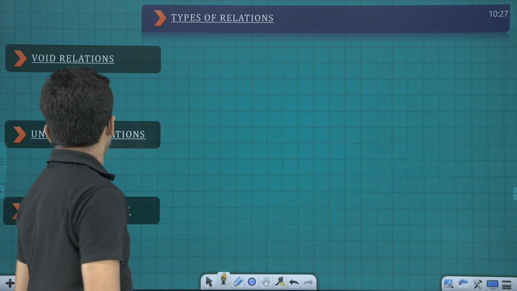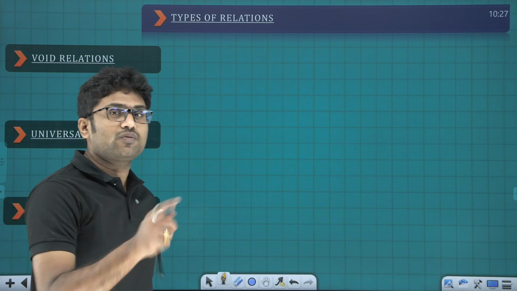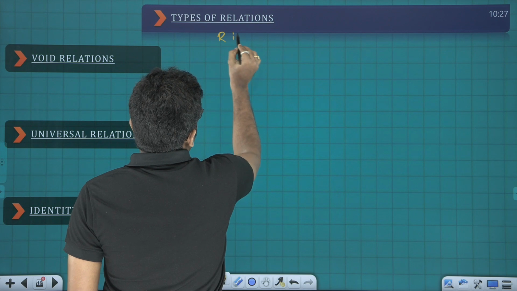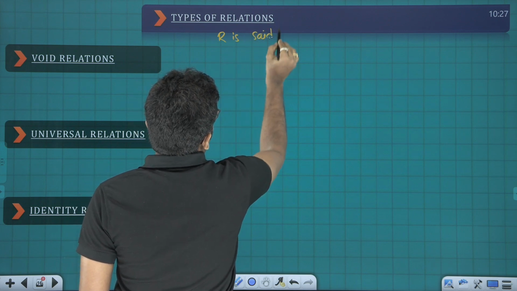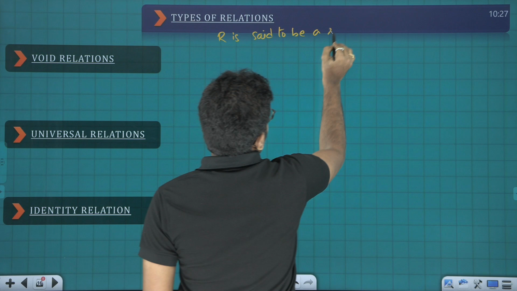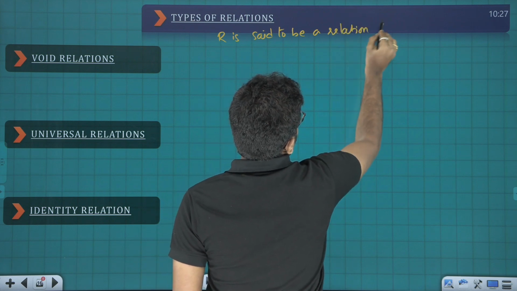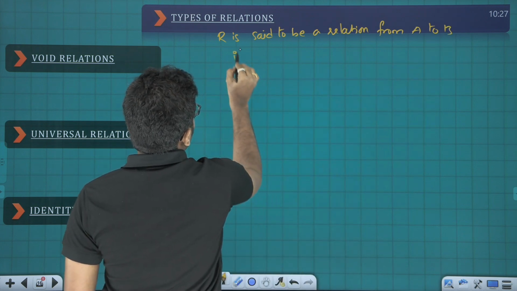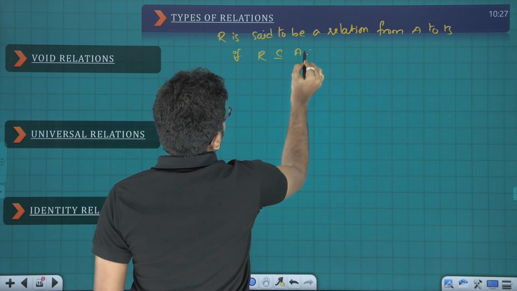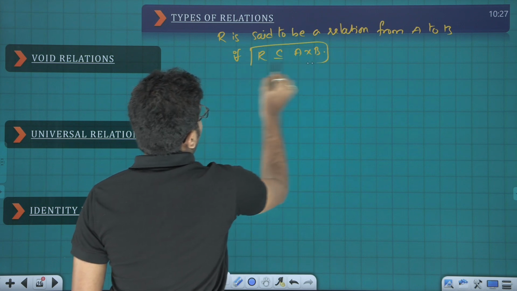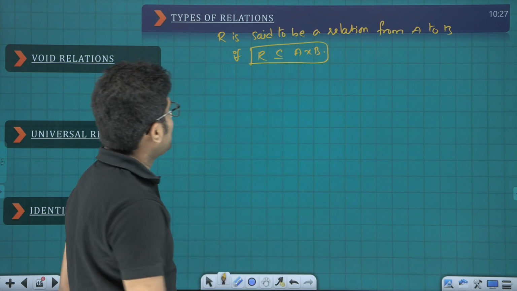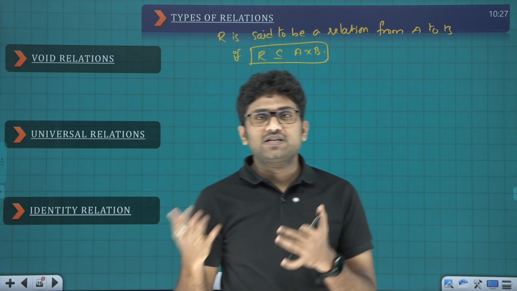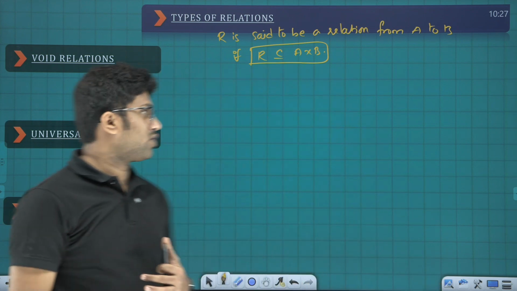Next, void relation, universal relation, identity relation. Before we start this, let's discuss what is a relation. Capital R is said to be a relation from capital A to B if R is a subset of A cross B, friends. If R is a subset of A cross B, then R is called a relation defined from A to B. That's it. Very simple.